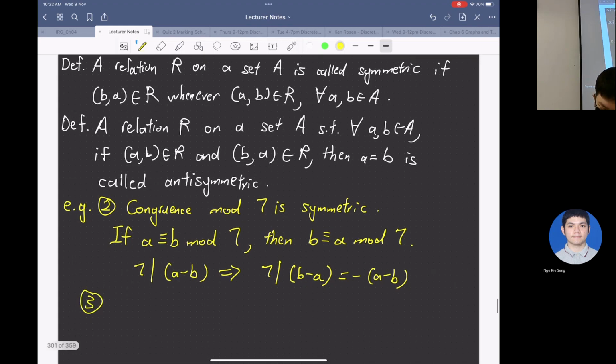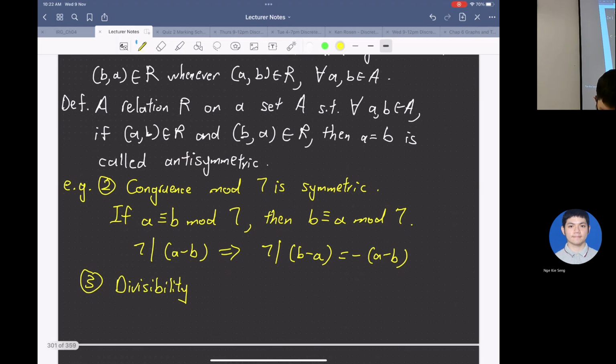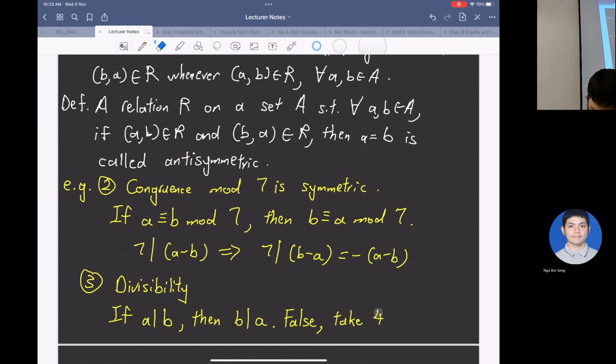How about divisibility? If A divides B, then does B divide A? False. This is like the first question in the exam. False. Take 2 divides 4. Okay. So 4 does not divide 2. So that means divisibility is not symmetric.